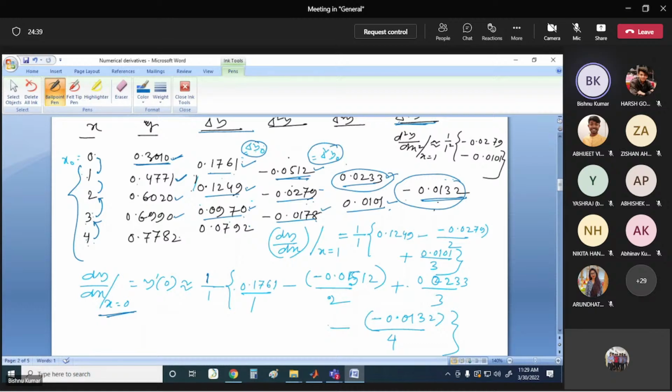Outside is 1 by h. Inside, del y0 means this value, minus, in alternating series, del square y0 by 2 means this value by 2, plus this value by 3, minus this value by 4.